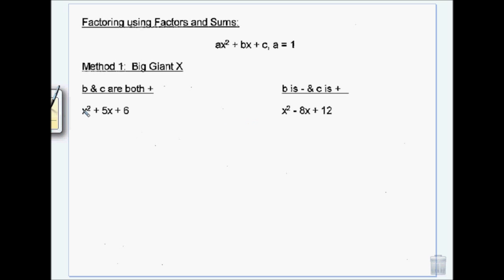All right, now, here we don't have a common factor, so we need to actually factor this into 2 binomials, and there are 2 methods. I'm going to show you my favorite method first. It's the big giant X.